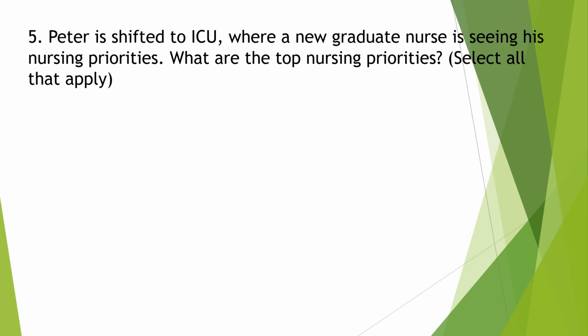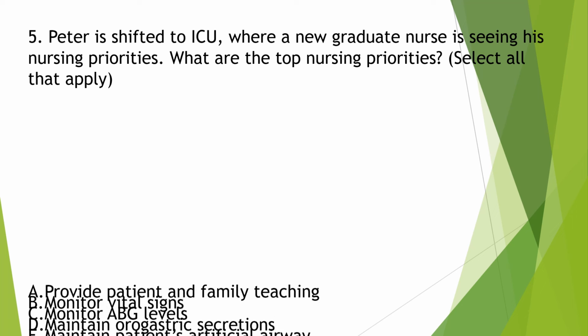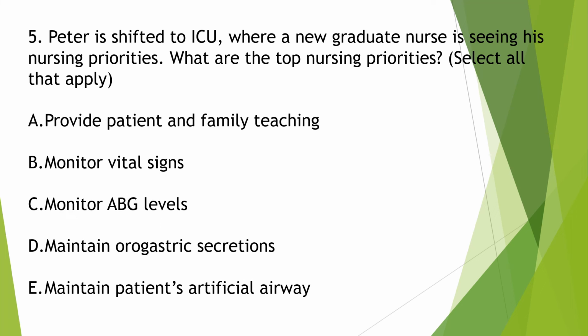The next question. Peter is shifted to ICU from the emergency where a new graduate nurse is seeing his nursing priorities. What are the top nursing priorities? Select all that apply. Provide family and patient teaching, monitor vital signs, monitor ABG values, maintain orogastric secretions, maintain patient's artificial airway. The priorities are monitor vital signs, monitor ABG values, and maintain patient's artificial airway. The other two are important but not that much.